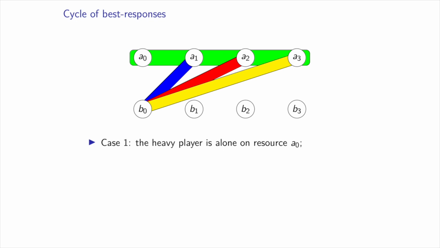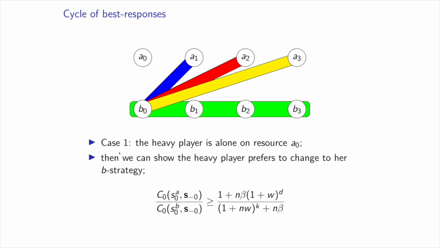Next, we want to show that pure Nash equilibria need not exist. To do this, we consider two cases. First, suppose that the heavy player is alone on resource A0. That is to say, all the other players are playing the B strategy. In this situation, we want to show that it is profitable for the heavy player to change to the B strategy. By computing the different costs on either strategy, we can actually bound the improvement, giving this quantity that depends on our choice of parameters. In the end, we just want to take alpha smaller than this ratio.